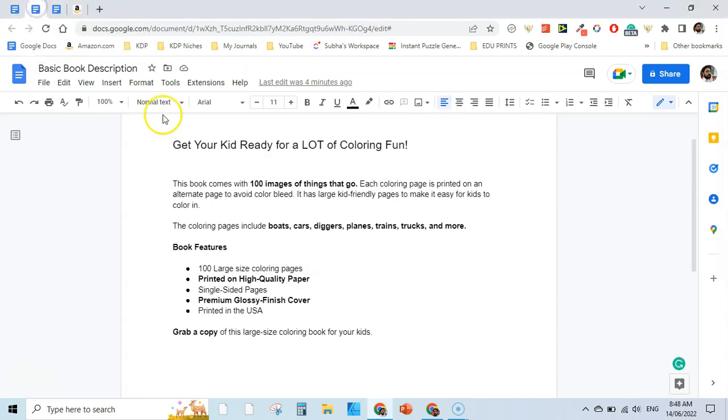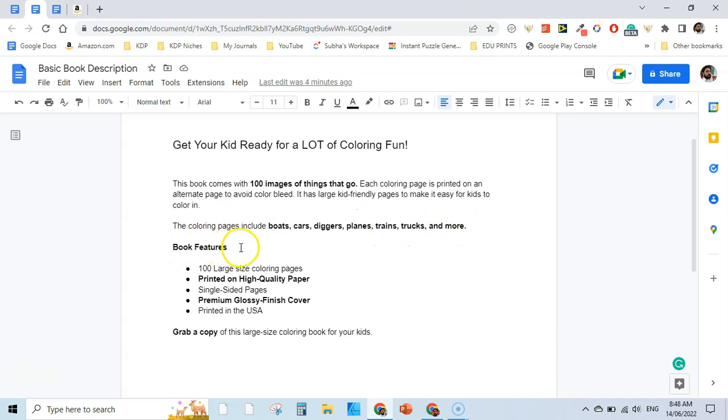This is our example of a basic book description. You can see here, "Get your kid ready for a lot of coloring fun." The headline is a good one, but the problem comes here. "This book comes with images of things that go. Each coloring page is printed on alternate pages to avoid color bleed. It has large kid-friendly pages to make it easy for kids to color in. The coloring pages include boats, cars, diggers, planes, trains, trucks, and more."